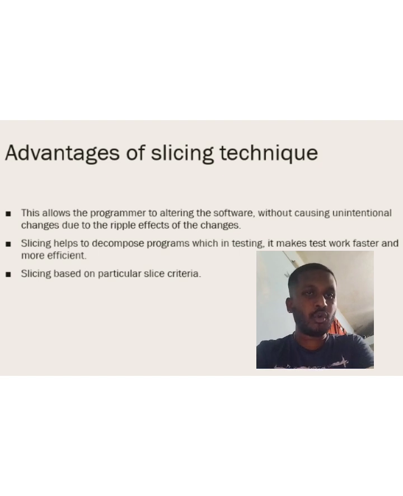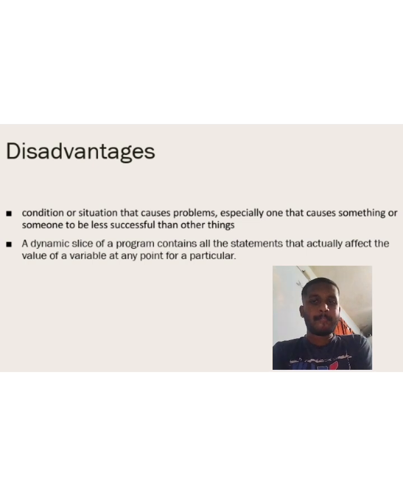Advantages of slicing are that it does not cause unintentional changes for programmers who are altering the software. Slicing helps to decompose the program which is being tested. It makes test work faster and more efficient. Slicing is based on the particular slice criteria. Disadvantages of slicing are conditions or situations that cause problems, especially ones that cause something or someone to be less successful than another. A dynamic slice of a program contains all the statements that actually affect the value of a variable at any point for a particular execution.